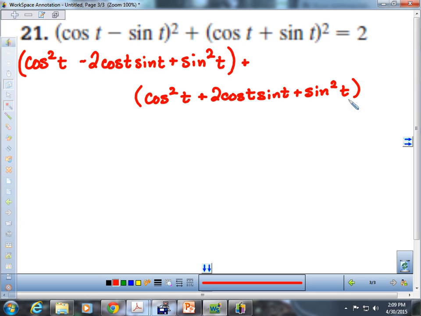Are there any other cosine t's or cosine squared t's? How many? We have 2 cosine squared t's. Do we have any other cosine t sine t's? One's negative 2, one's positive 2. They're going to knock each other out. Any other sine squared t's? A positive 2 sine squared t.